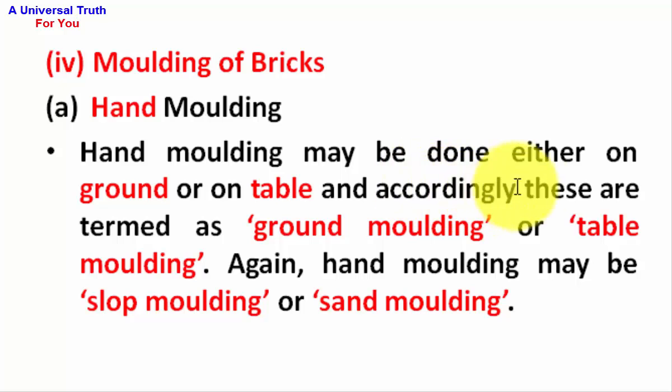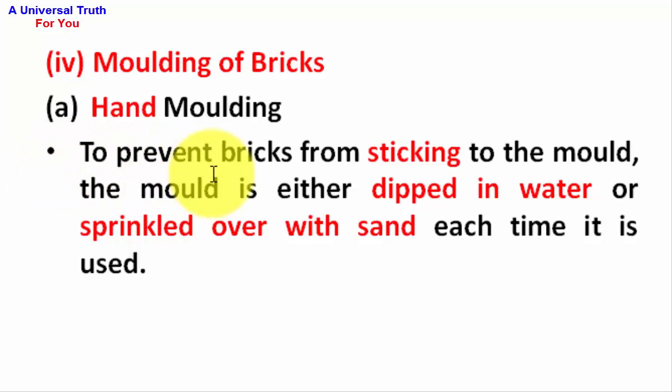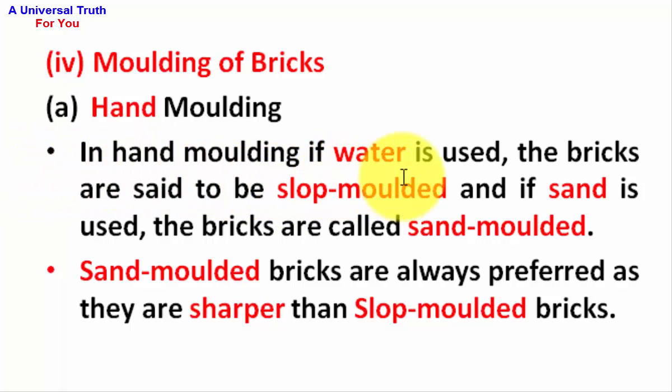Hand molding may be done either on ground or on table, and accordingly these are termed as ground molding or table molding. Again, hand molding may be slop molding or sand molding. To prevent bricks from sticking, the mold is either dipped in water or sprinkled over with sand each time it is used. In hand molding, if water is used, the bricks are said to be slop molded, and if sand is used, the bricks are called sand molded. Sand molded bricks are always preferred as they are sharper than slop molded bricks.